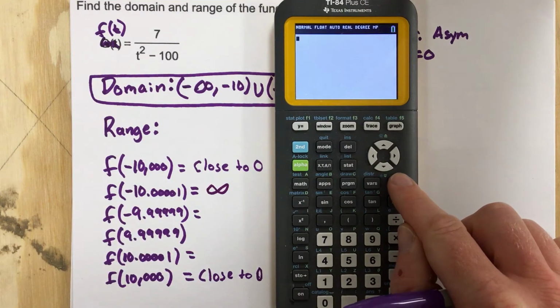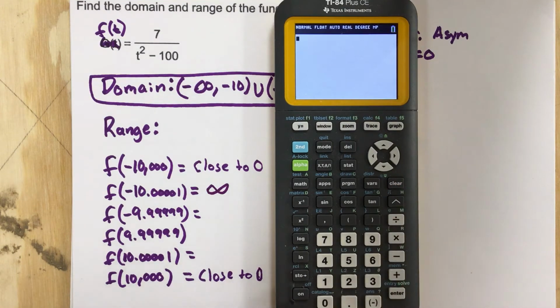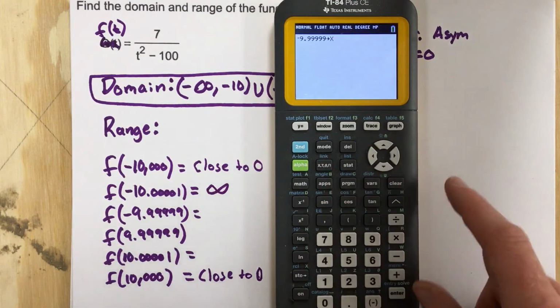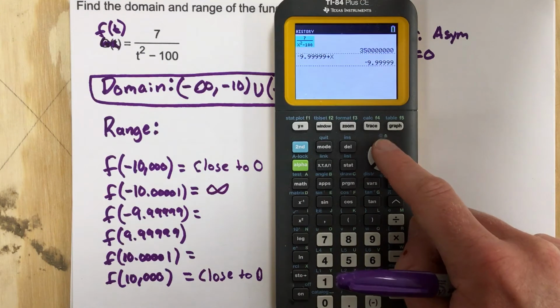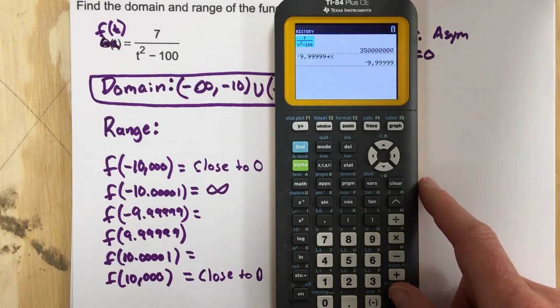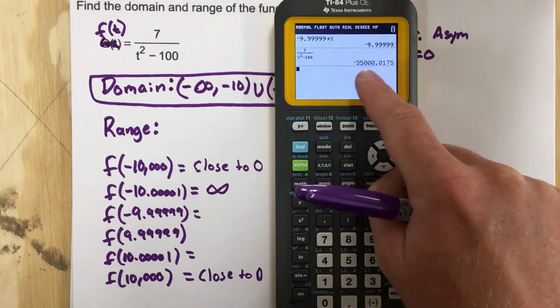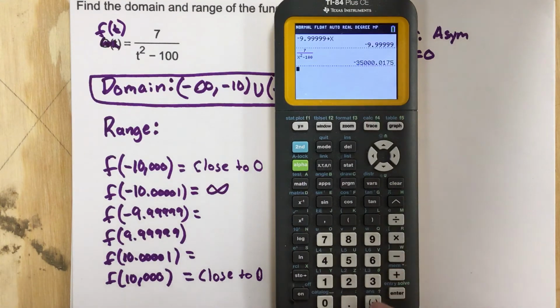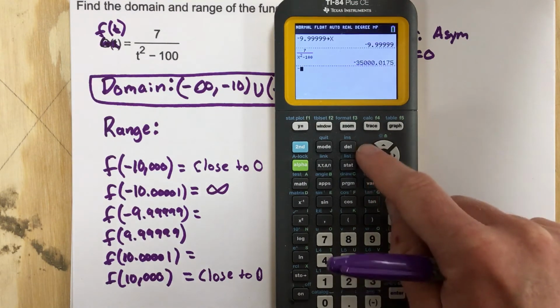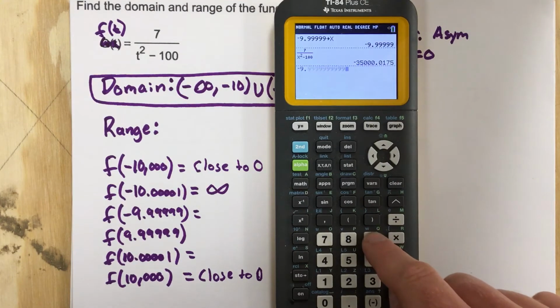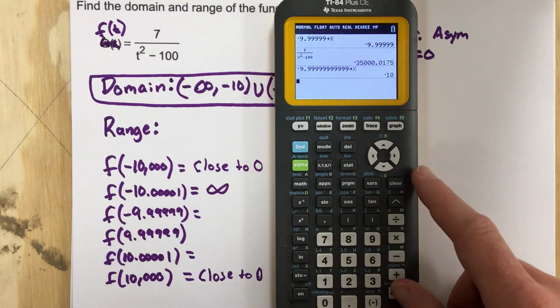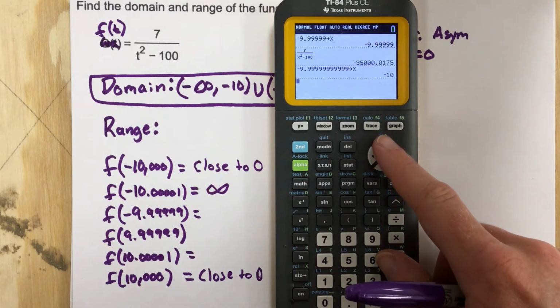And then let's go ahead and store negative 9.9999 as x. I should have cleared that. It's still there, that's good. Grab that function. Again, I'm getting a negative number, but it's a large negative number. Let's plug in negative 9.99999, extending it out a little bit, store it as x, just to make sure that we're going toward negative infinity. I'm assuming I'm going toward negative infinity, right?